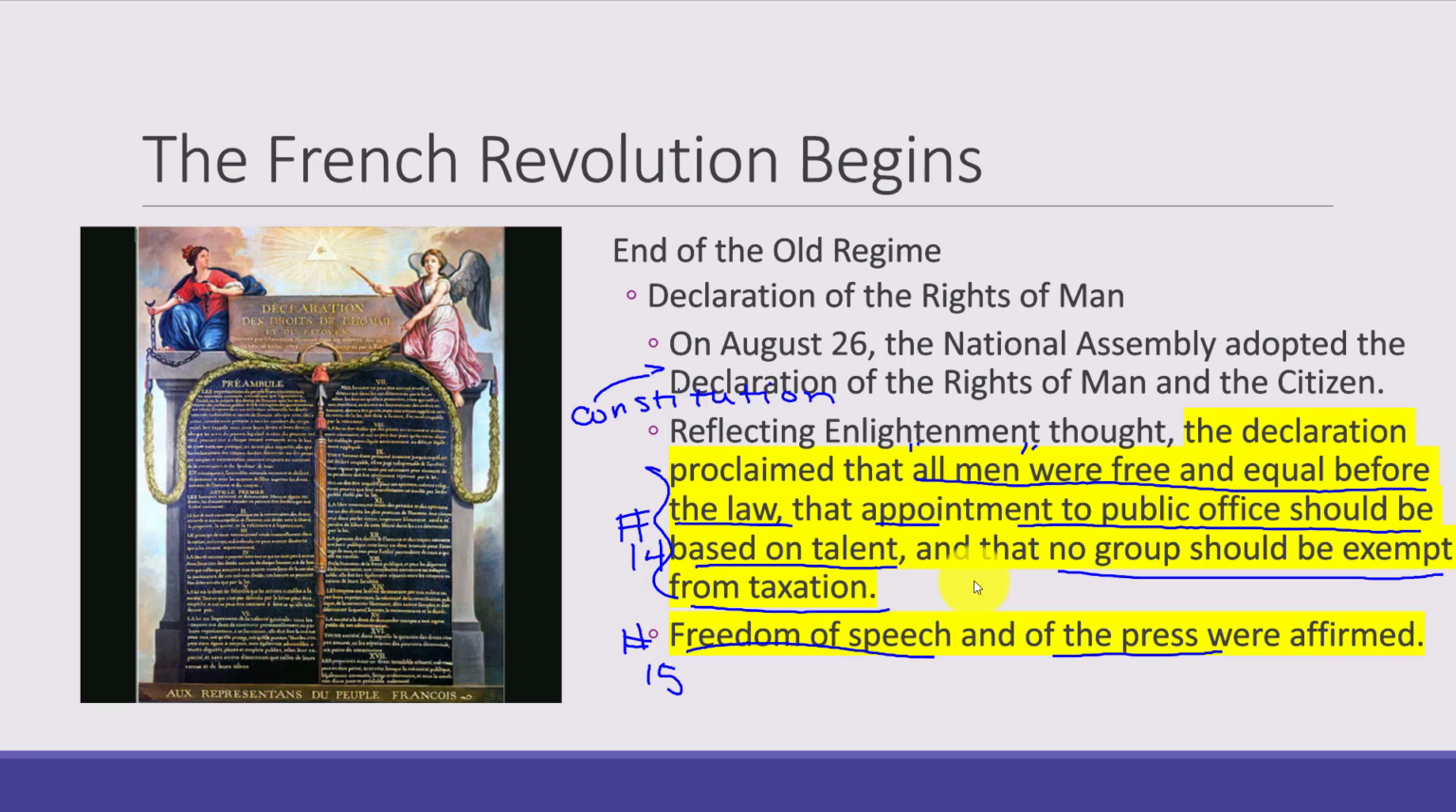So a lot of those ideals, and as you see here, that's 14 and 15, as I mentioned with the Enlightenment: freedom of speech, freedom of press. A lot of the things that you heard in the Declaration of Independence in America was also adapted during the French Revolution in their Constitution, the Declaration of the Rights of Man and Citizen. All right, so that's 14 and 15, as you see here.